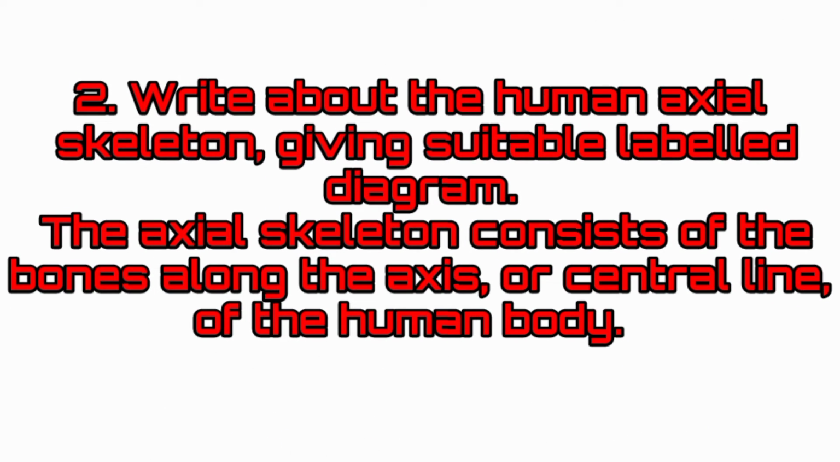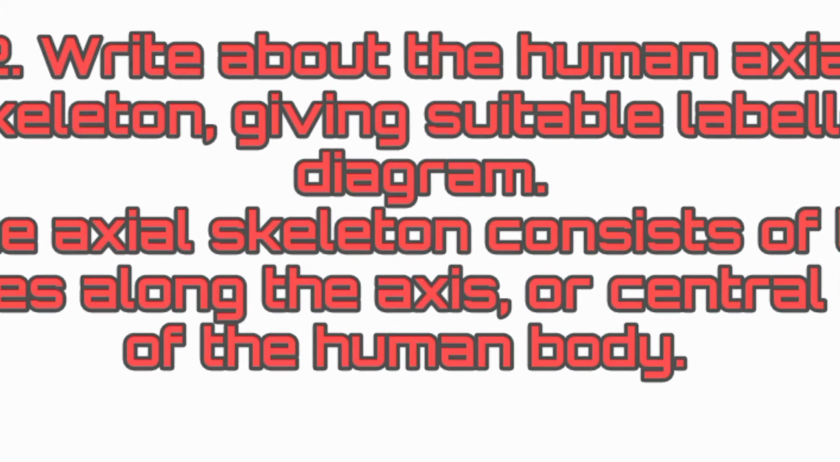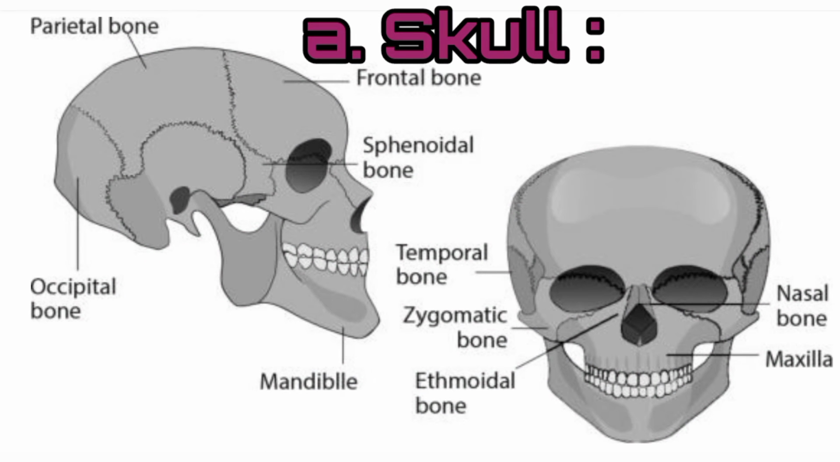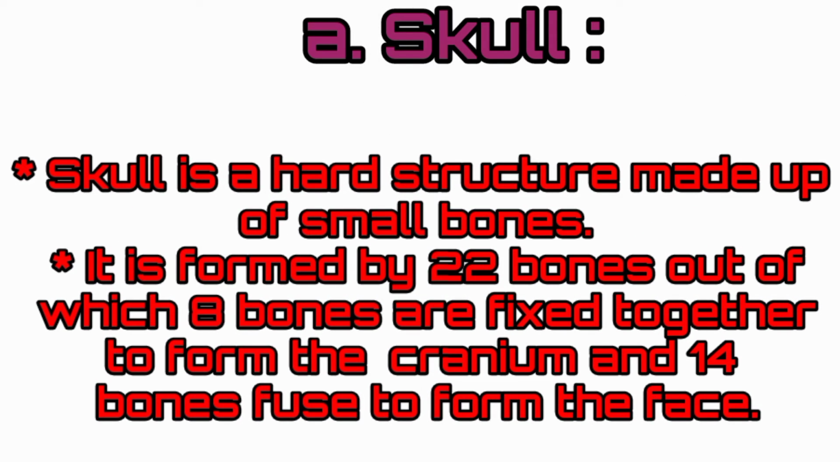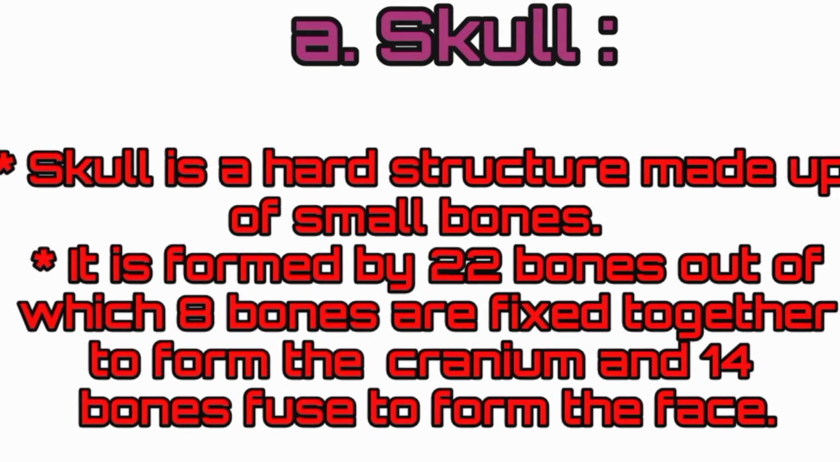Write about the human axial skeleton giving suitable label diagram. The axial skeleton consists of the bones along the axis or central line of the human body. Skull is a hard structure made up of small bones. It is formed by 22 bones, out of which 8 bones are fixed together to form the cranium and 14 bones fused to form the face.